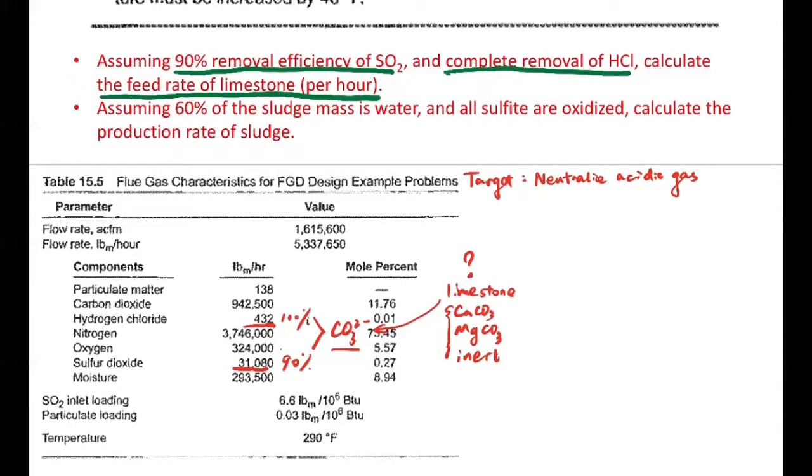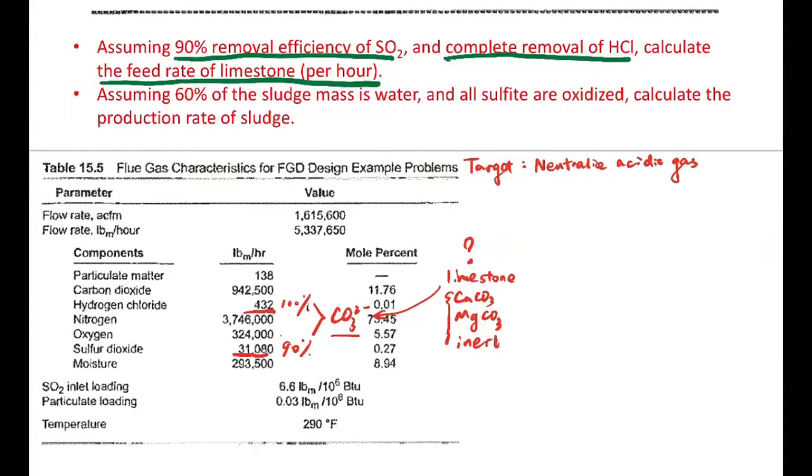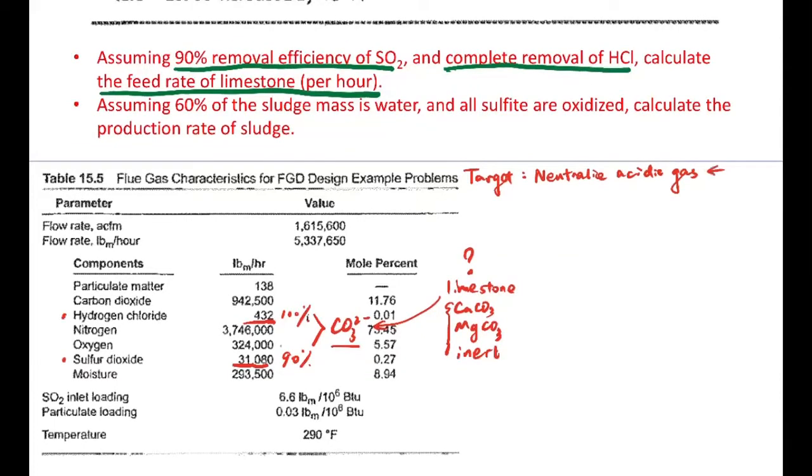And we know that for this problem, we need to neutralize hydrogen chloride and sulfur dioxide. And we're trying to use carbonate ions to neutralize these species. So in order to calculate the limestone feed rate, or the amount of limestone we need, we first need to know the amount of the acidic gas.